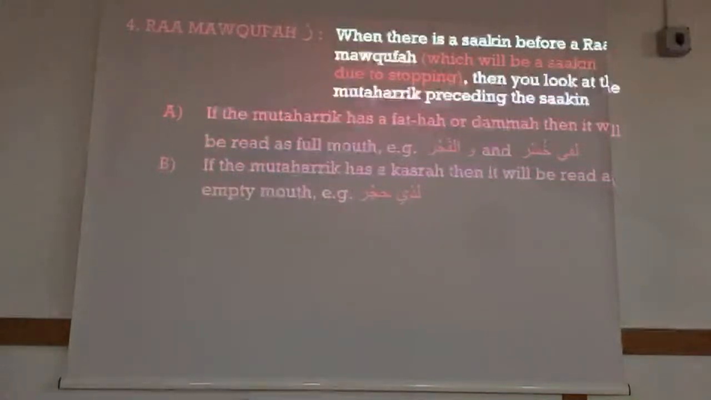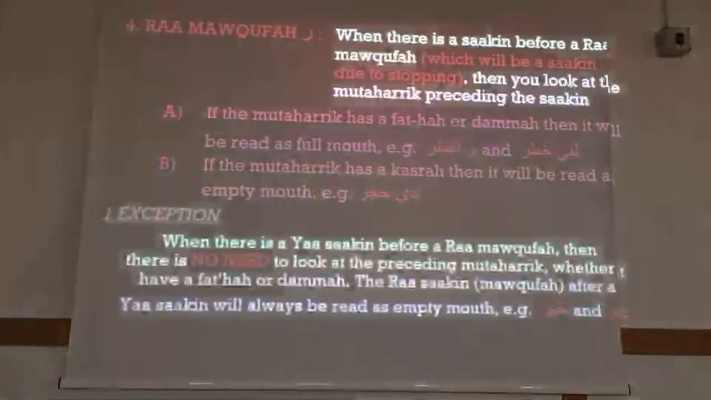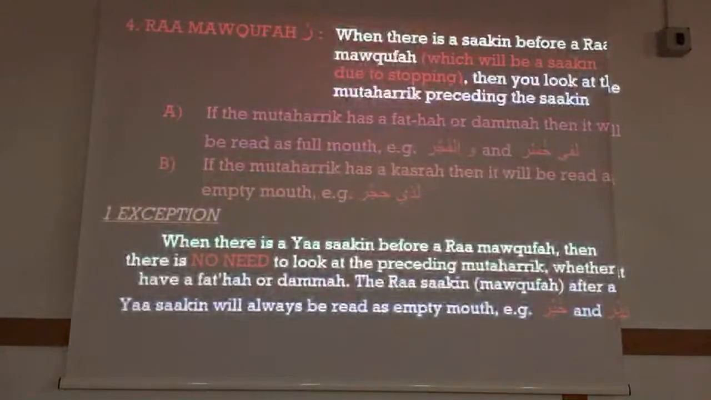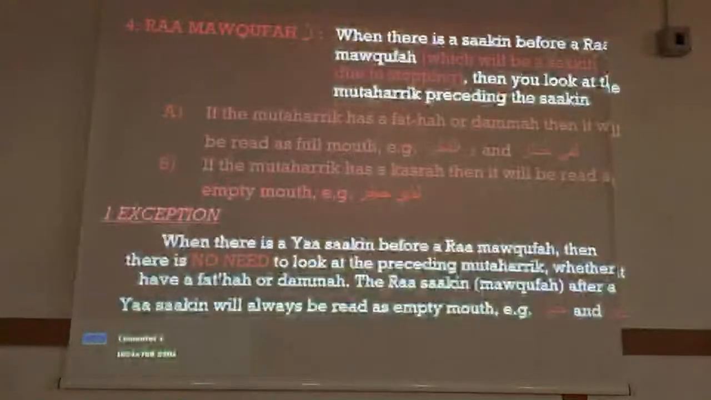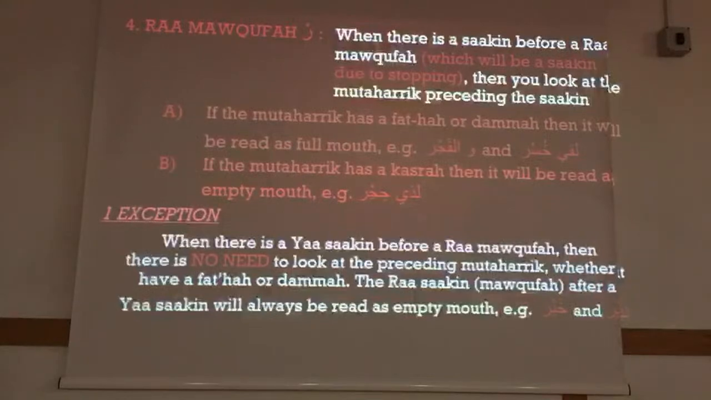Now this is a very simple rule, but there's one tiny exception. One tiny exception. And what is that exception? Whenever you have a ya sakin, remember I mentioned the letter before ra mawqufa will always be what? It will always be sakin. Understand? The letter before ra mawqufa will always be sakin. Whether it's a ba sakin, whether it's a sin sakin, whether it's a jim sakin.